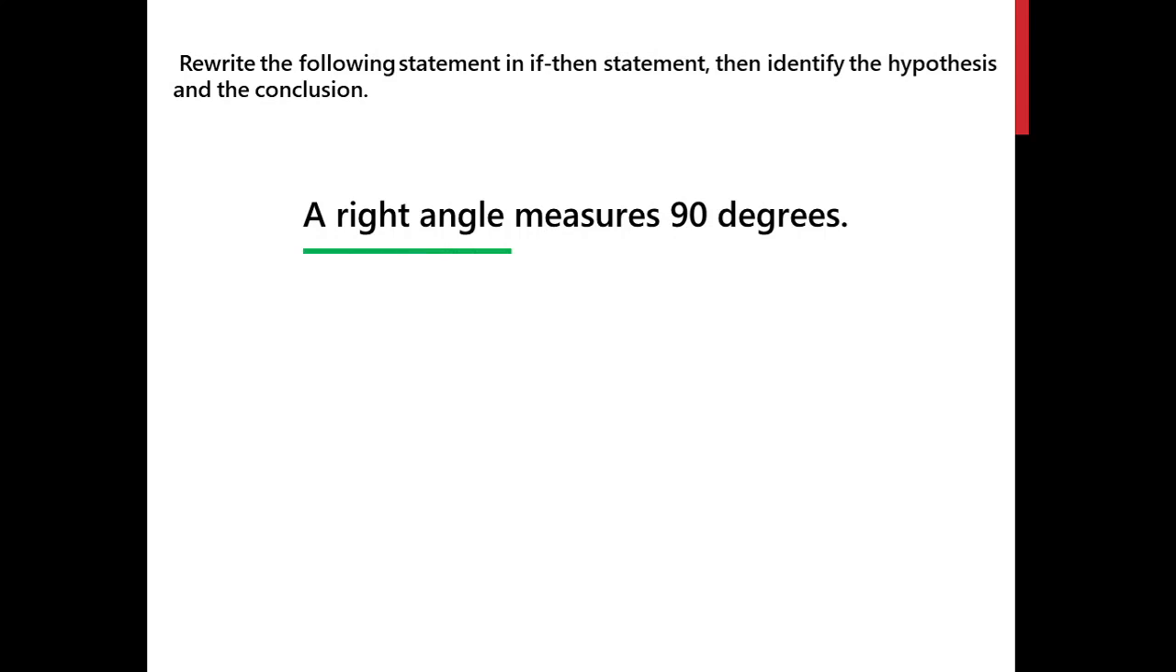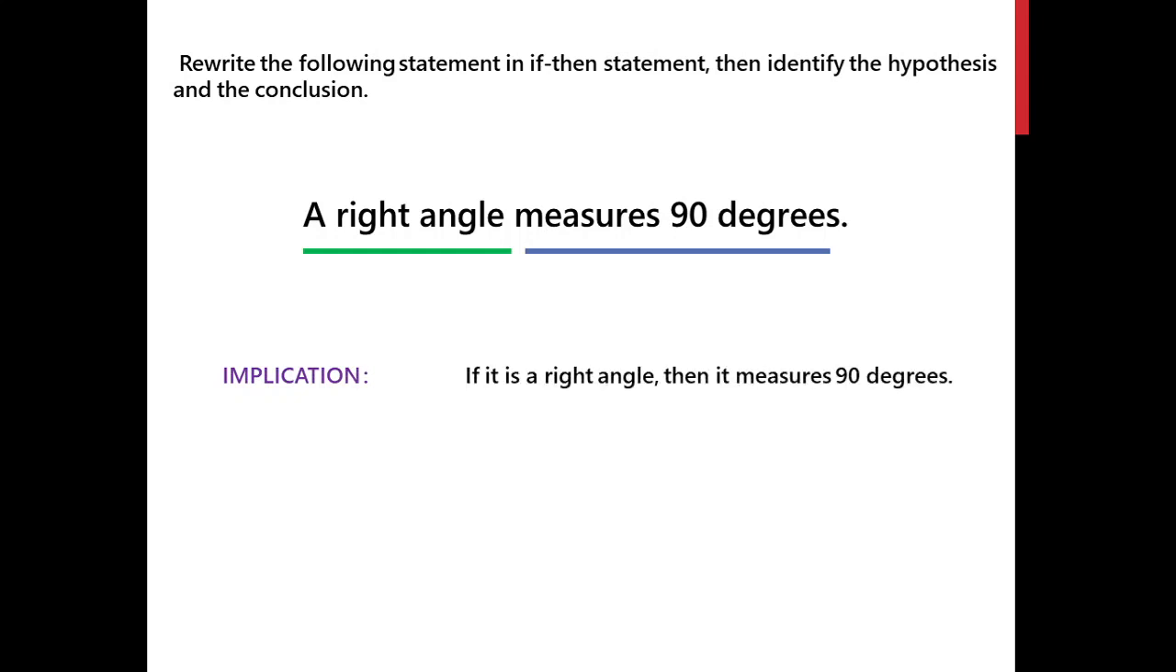I can say that a right angle measures 90 degrees. Now from here, we can write our implication or our if-then statement as, if it is a right angle, then it measures 90 degrees. Wherein our hypothesis, it is a right angle, and our conclusion, it measures 90 degrees.